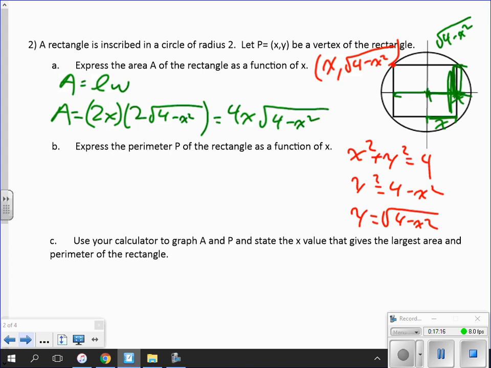Yeah, I get it. I'm confused on where the original equation comes from. What's the equation of a circle? x squared plus y squared equals the radius squared. Radius 2. Read the problem.